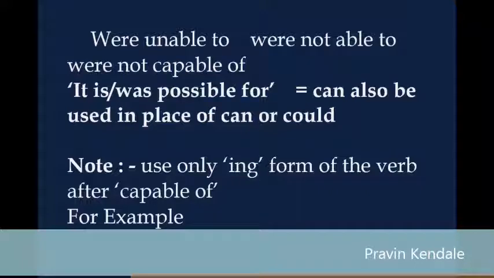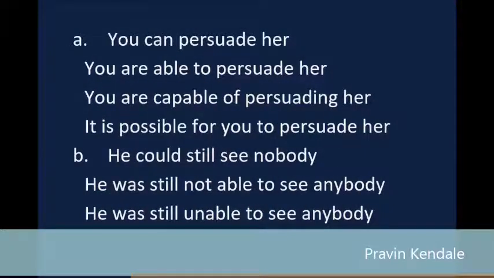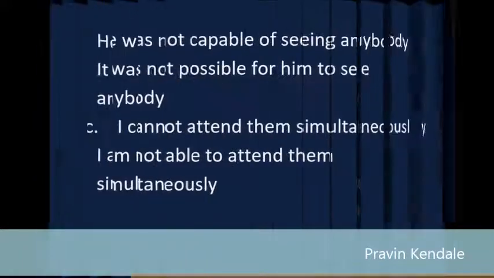For example, A. You can persuade her. You are able to persuade her. You are capable of persuading her. It is possible for you to persuade her. B. He could still see nobody. He was still not able to see anybody. He was still unable to see anybody. He was not capable of seeing anybody. It was not possible for him to see anybody.